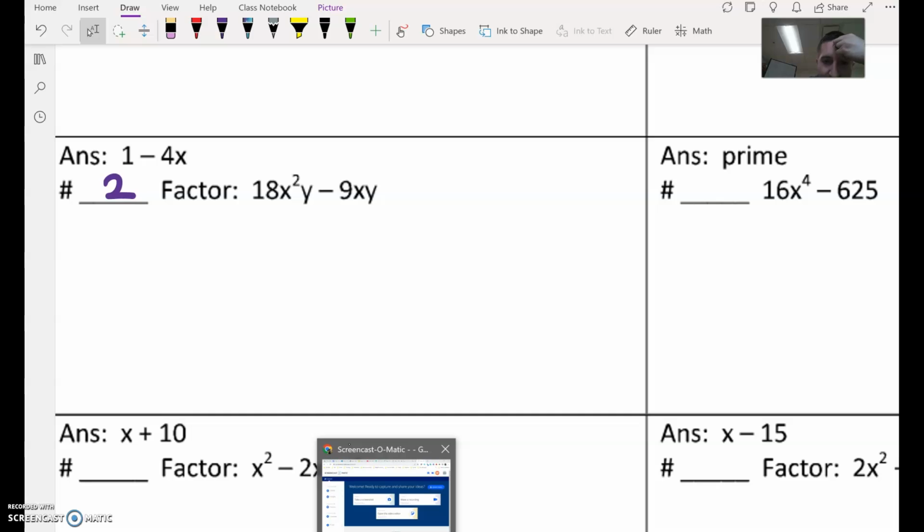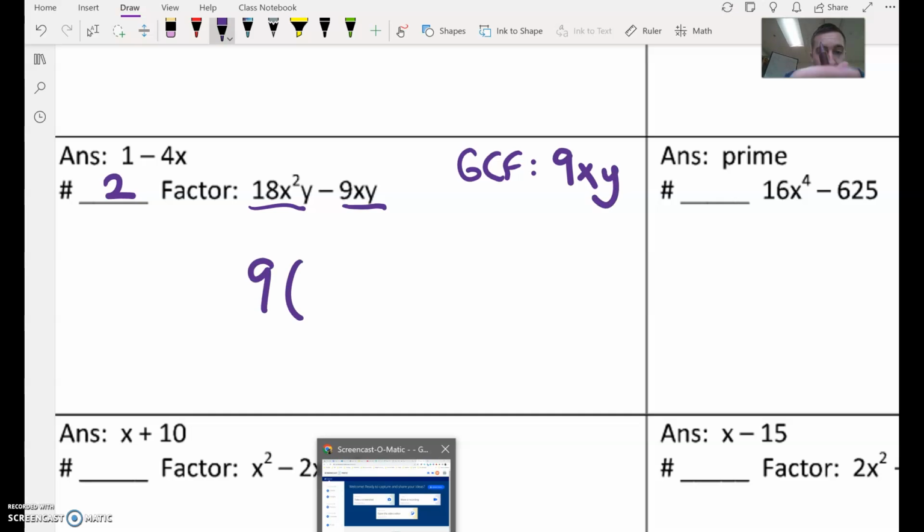You look at this, you're like, Smith, what the heck, x and y's? This is a GCF problem. Ask yourself, what does this have in common with this? They can share numbers, they can share variables. 18 and 9, they both share a 9. X squared and x, they both at least share 1x. Y and y, they both at least share 1y. So see if when you get here, the GCF is 9xy. See if you can then finish the rest of that problem.